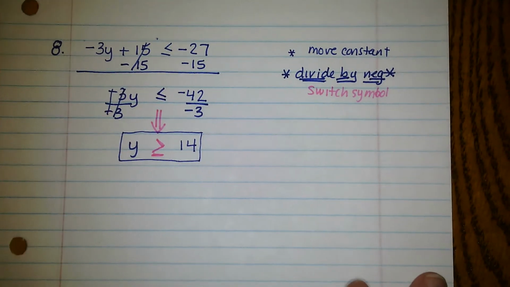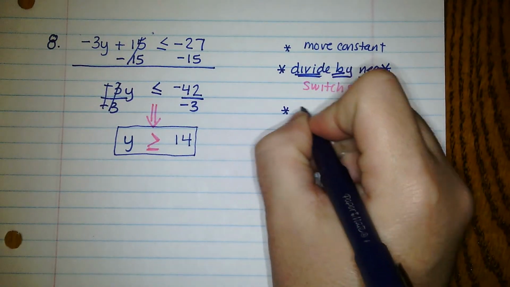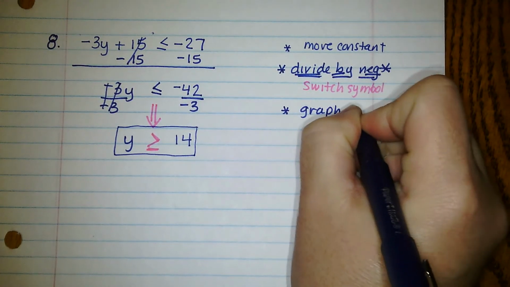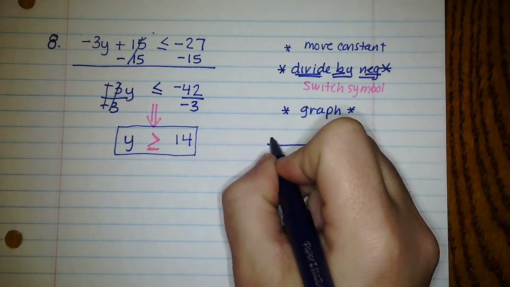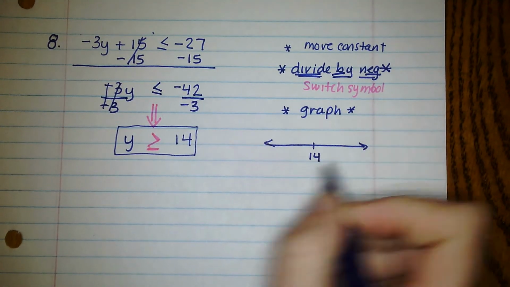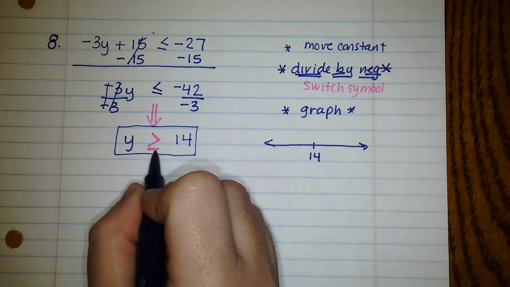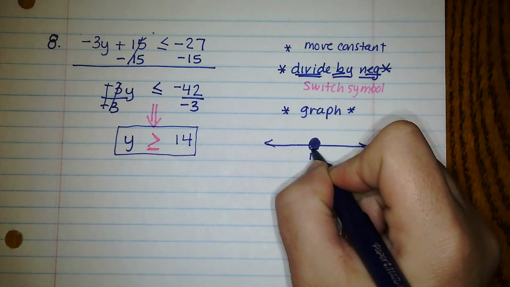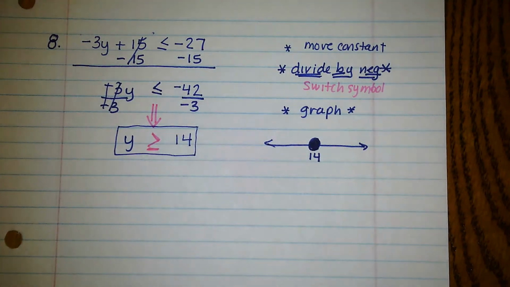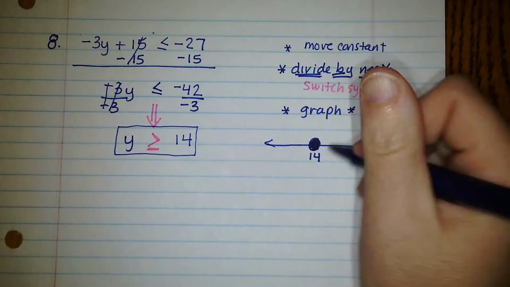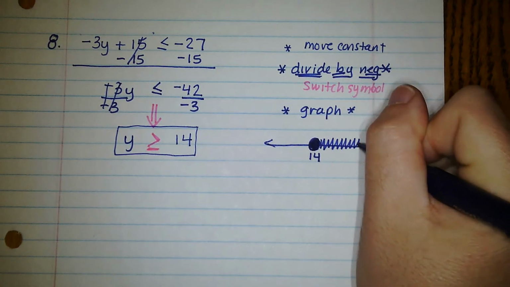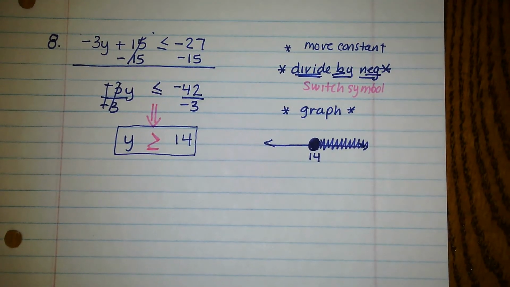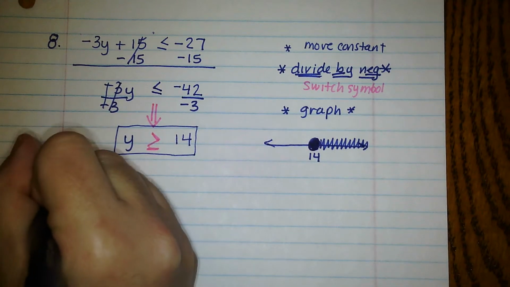But what we need to do is we have to graph it. When we go to graph this on the number line, 14 is our main guy. It's got an equal to symbol. And because there's an equal to symbol, I have to color in the circle. This is going to be a closed circle because of the equal to. And greater than indicates that we need to grow to the right. Greater thans are bigger numbers on the right-hand side of that number line. And number 8 is done. Let's go to number 9.